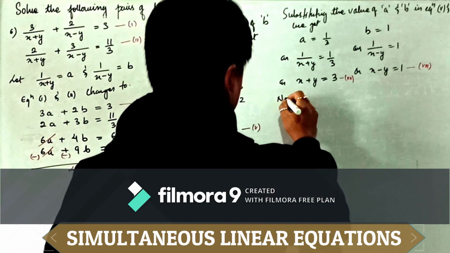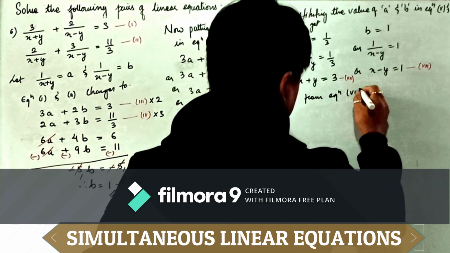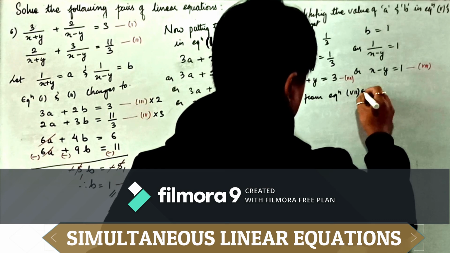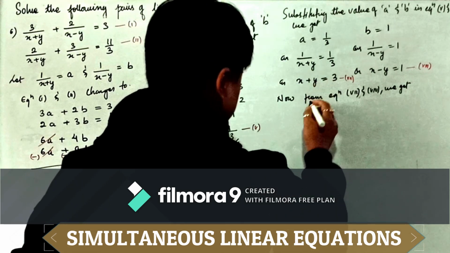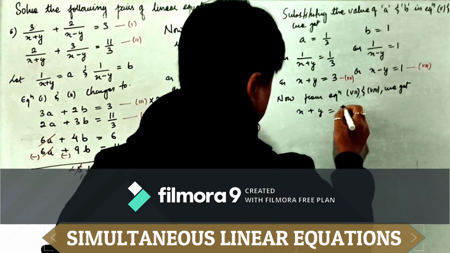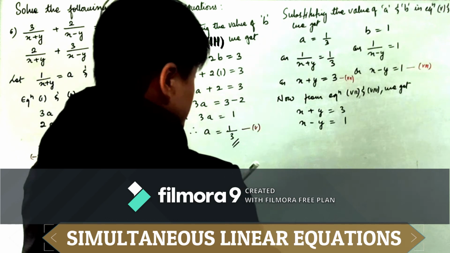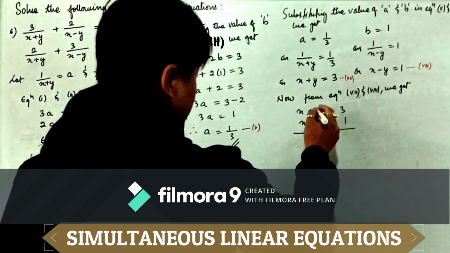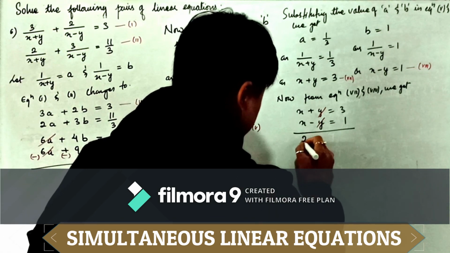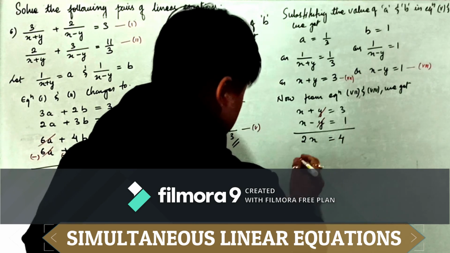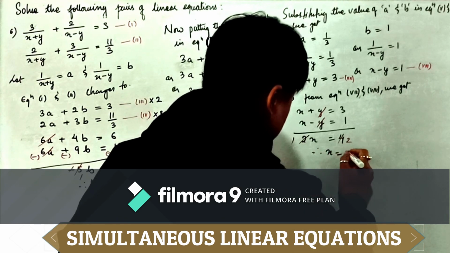Now from equations 7 and 8 we get, equation 7 is x plus y equals 3, and this is x minus y equals 1. Here y has positive and negative signs, so the y gets cancelled. Here we will get 2x equals 4. Then we will cancel, 2 1s are 2, 2 2s are 4. Therefore x is equal to 2.